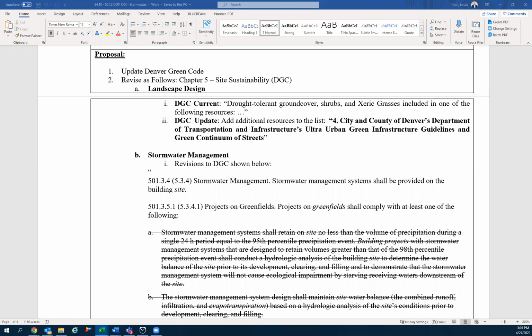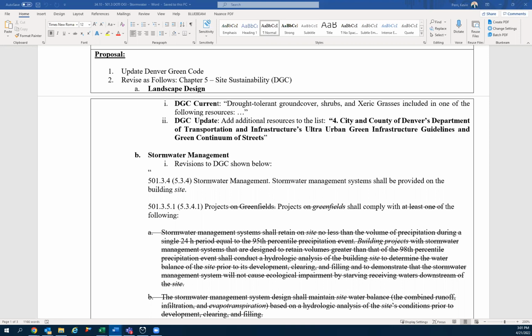So we have adding the ultra urban green infrastructure guidelines plant list, as well as our green continuum of streets plant lists to be available for vegetating. And so that's proposal A.